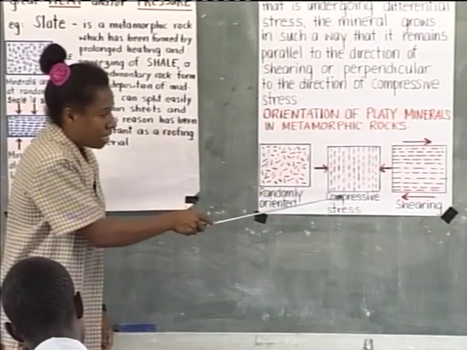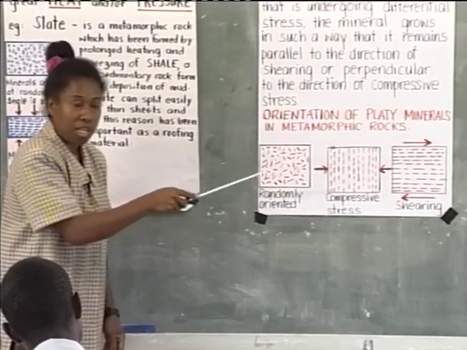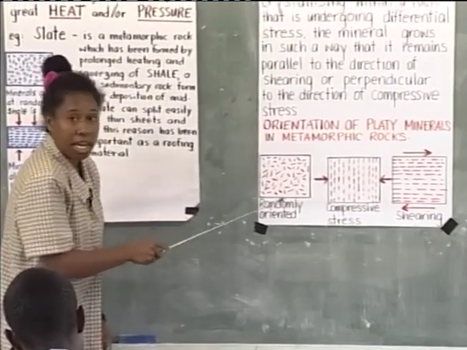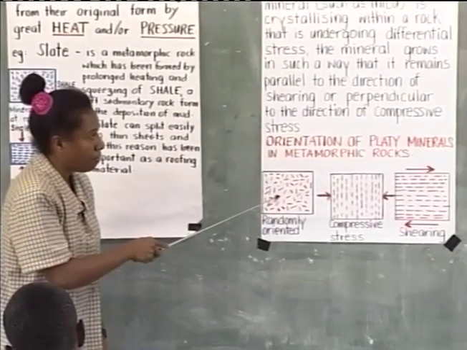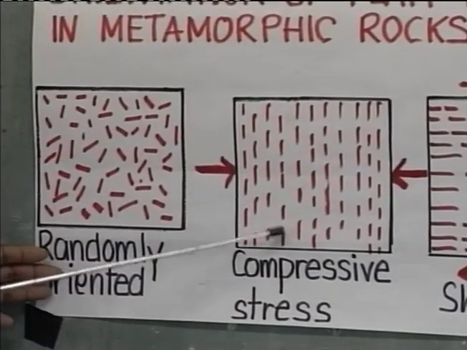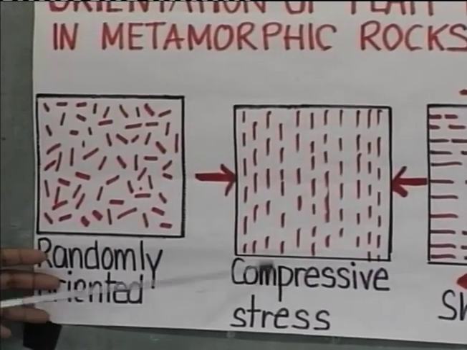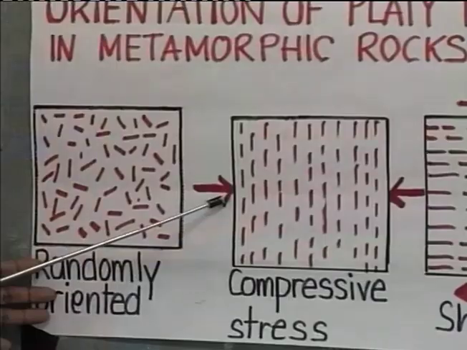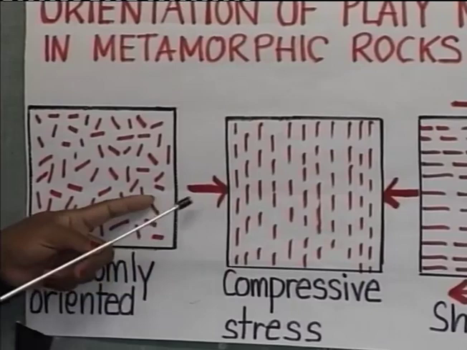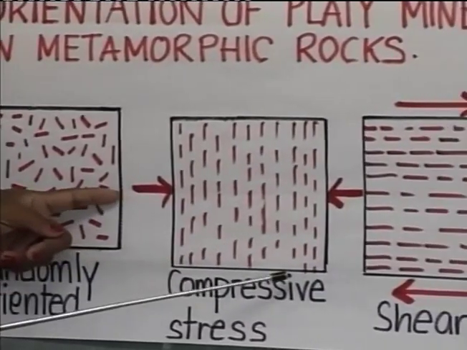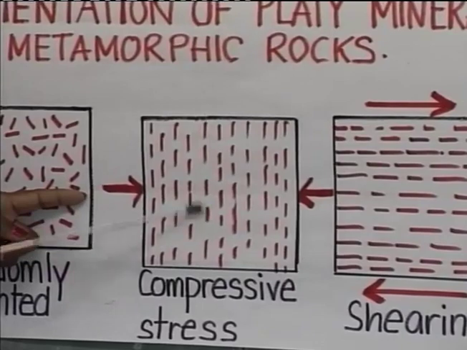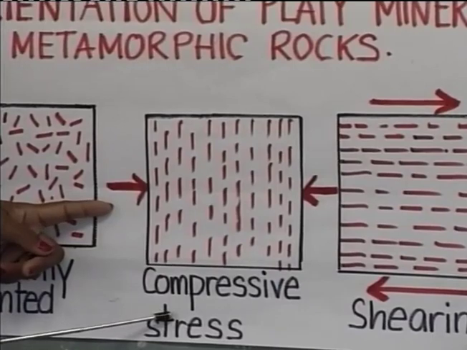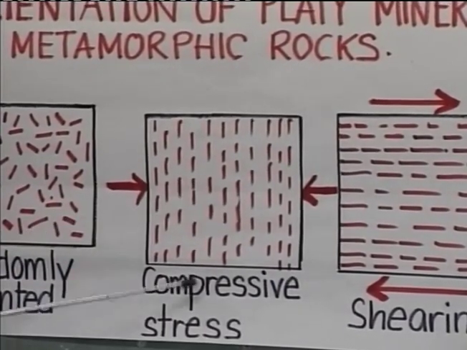Okay, if compressive forces or stress is exerted on this group of minerals, then what would happen to them? You look at the compressive forces here. They will tend to be perpendicular to the direction of the force. You see the force here as shown by the arrow, and you can see the minerals have been aligned perpendicular to the force, the compressive force or stress. Can you see that from the diagram?